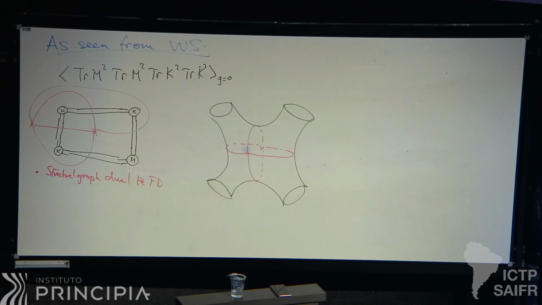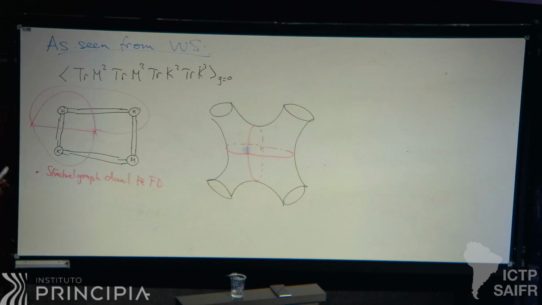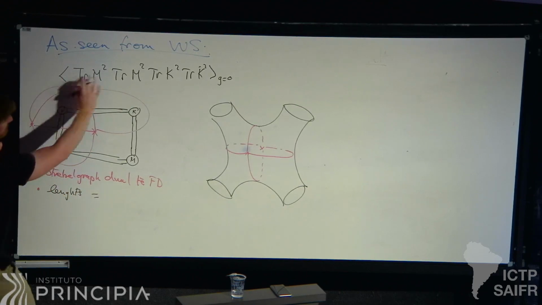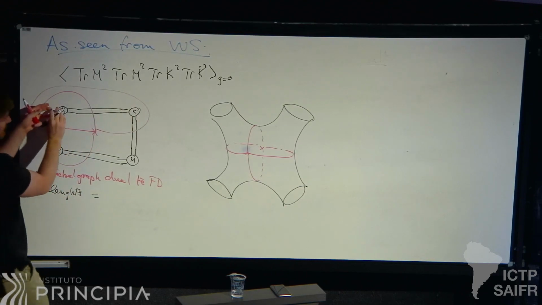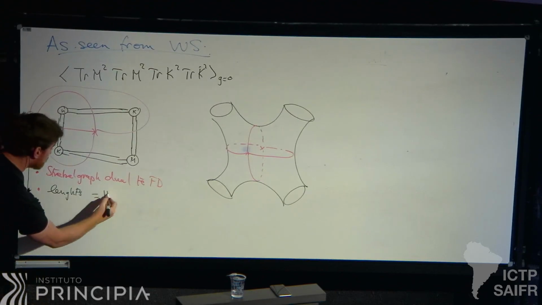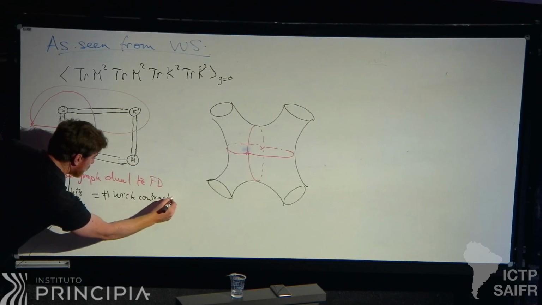Now, to really understand which 2D surface we're talking about, the graph isn't enough. Remember, I need to give you the coordinates on moduli space, which are the lengths that I assign to each of these edges. So how do I assign lengths to these edges? Well, that's a bit of an art, and we've tried many things, but the thing that ended up working out is that the lengths, so we want to assign some numbers to these red lines, are going to be equal to the number of Wick contractions that the red lines are crossing.